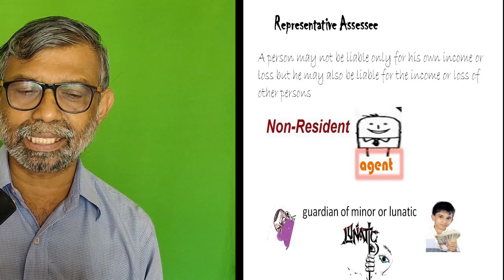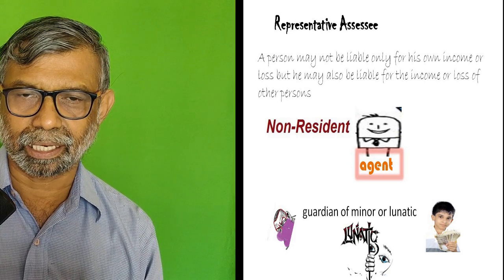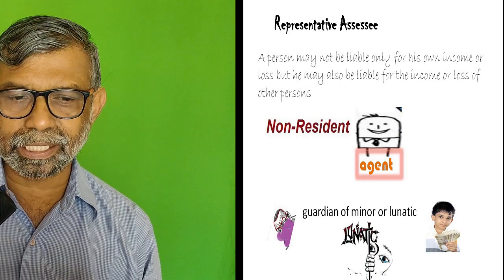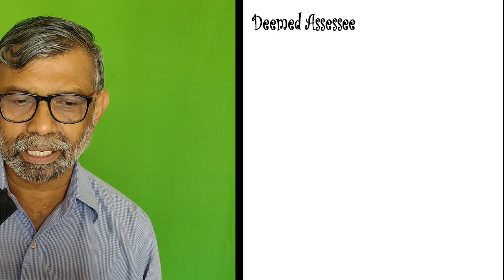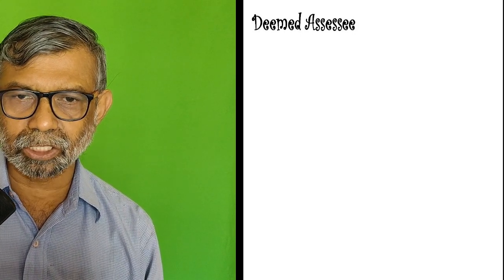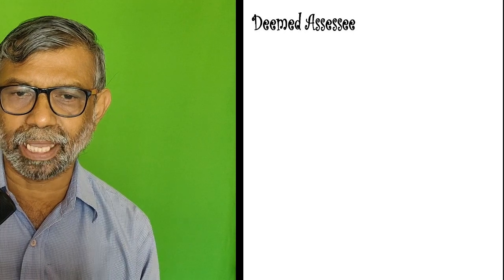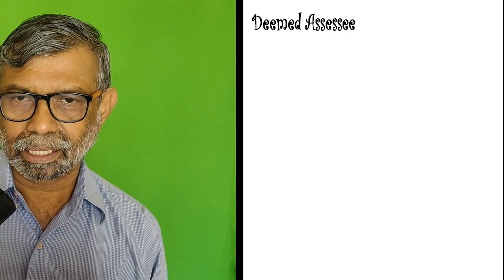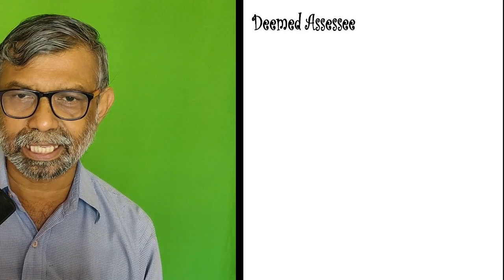Now, the third case is the deemed assessee. Who is a deemed assessee? More or less the same as that of a representative assessee, but it goes deeper. The law makes some person compulsorily an assessee. That's a deemed assessee. For example, a deceased person.